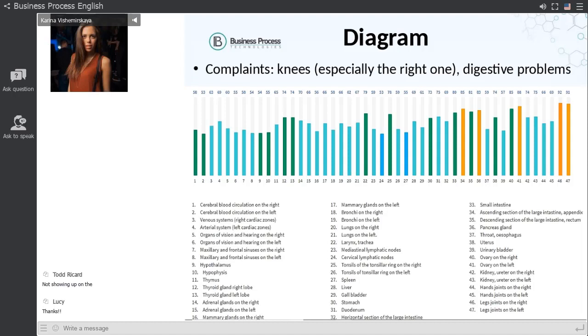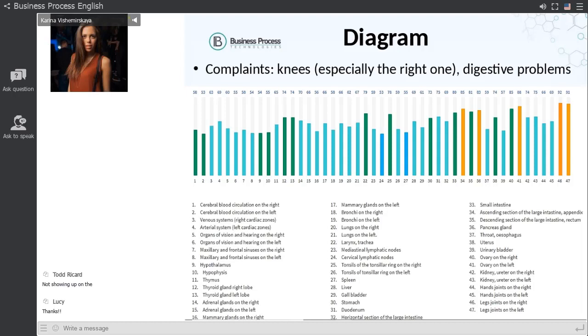41 is ovarian. The person didn't have any complaints, but the person can from now pay attention to this measurement because it's not green, it's not even yellow, it's orange. So we talk about inflammation processes. If the person repeats doing the test and this measurement shows orange, the person needs to pay attention to it.